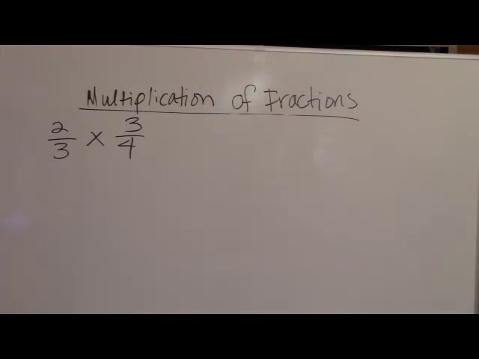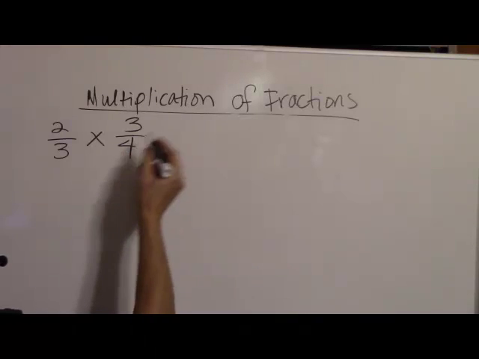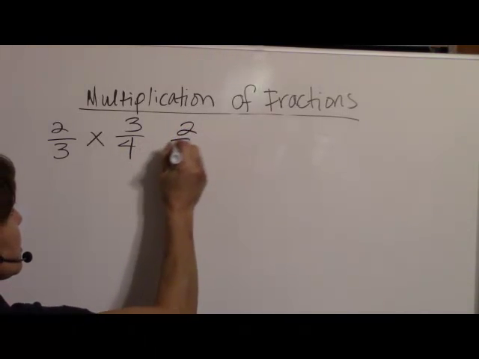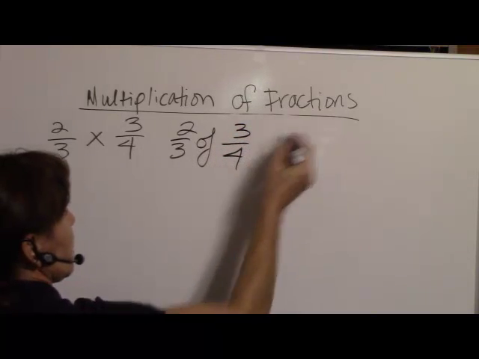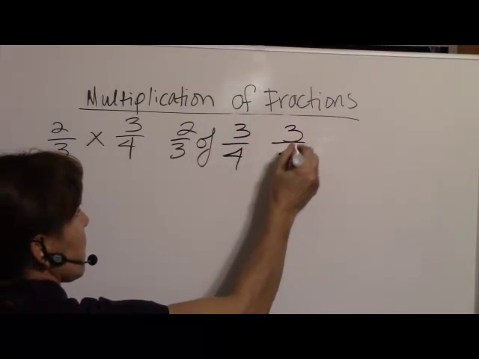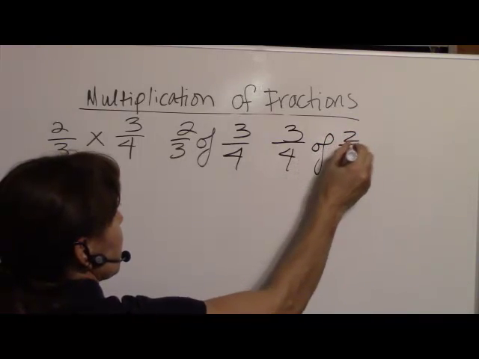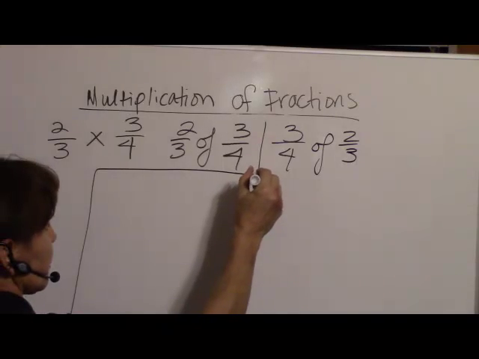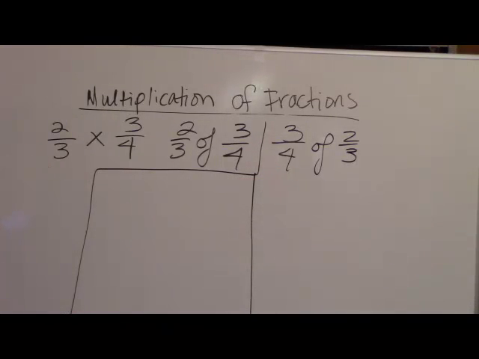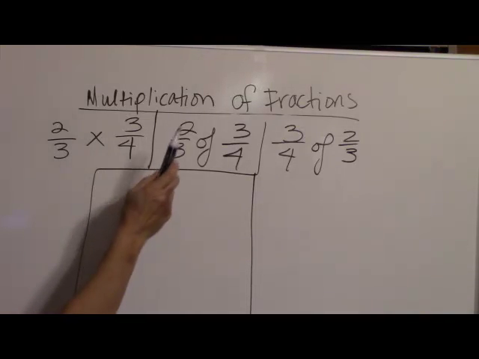and think about what you have. So 2/3 times 3/4 can be written in 2 ways. It can be written as 2/3 of 3/4 or 3/4 of 2/3. Okay, so I'm going to go ahead and go like this to separate these two. All right. So this is going to be the 2/3 of 3/4 example. So I'm taking 2/3 of 3/4.